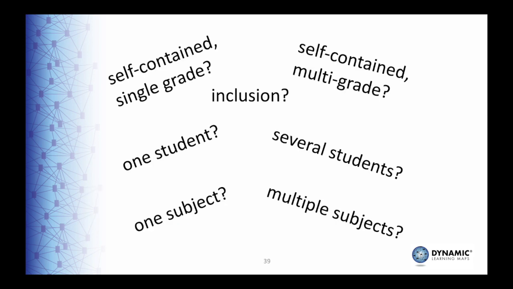A teacher's approach to instruction often depends on the size of the school or district and the type of classroom setup. Teachers may have self-contained single-grade classes, self-contained multiple-grade classes, or perhaps even teach in an inclusive setting. Some teachers only have one student who participates in the alternate assessment, while others may have several students. Some teachers, especially elementary teachers, may be responsible for teaching multiple subjects, whereas other teachers are departmentalized. All of these circumstances are important to consider.